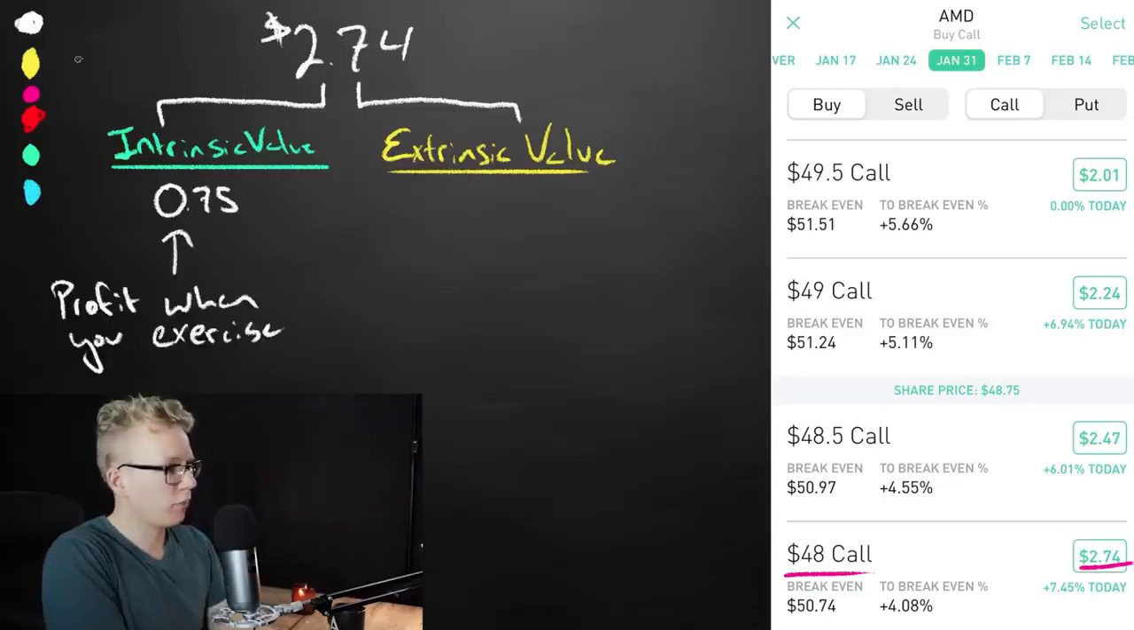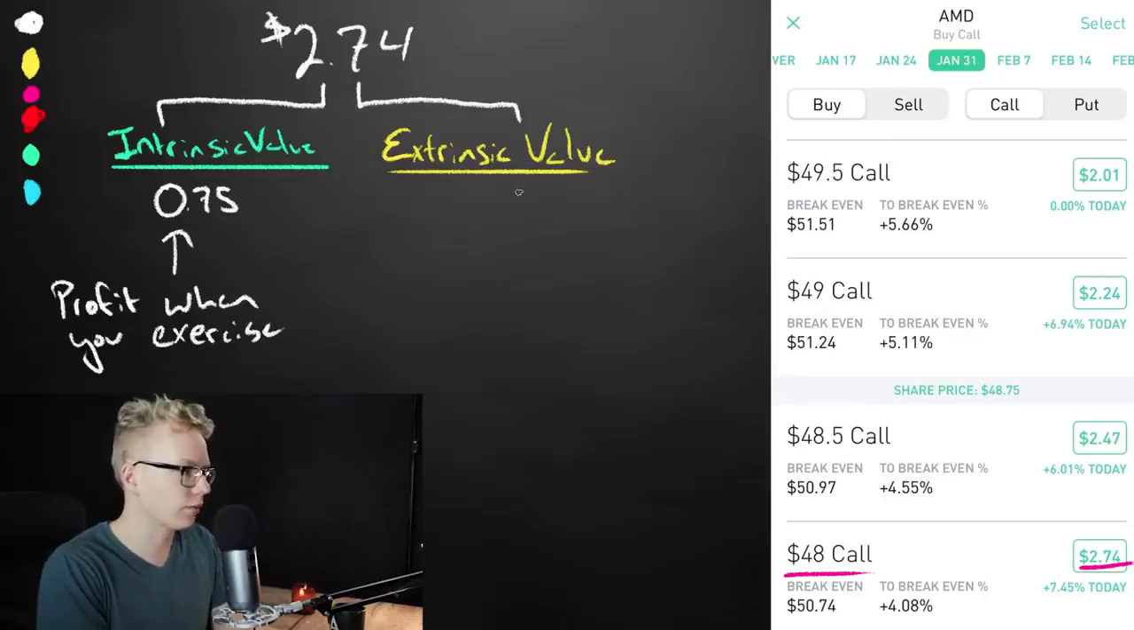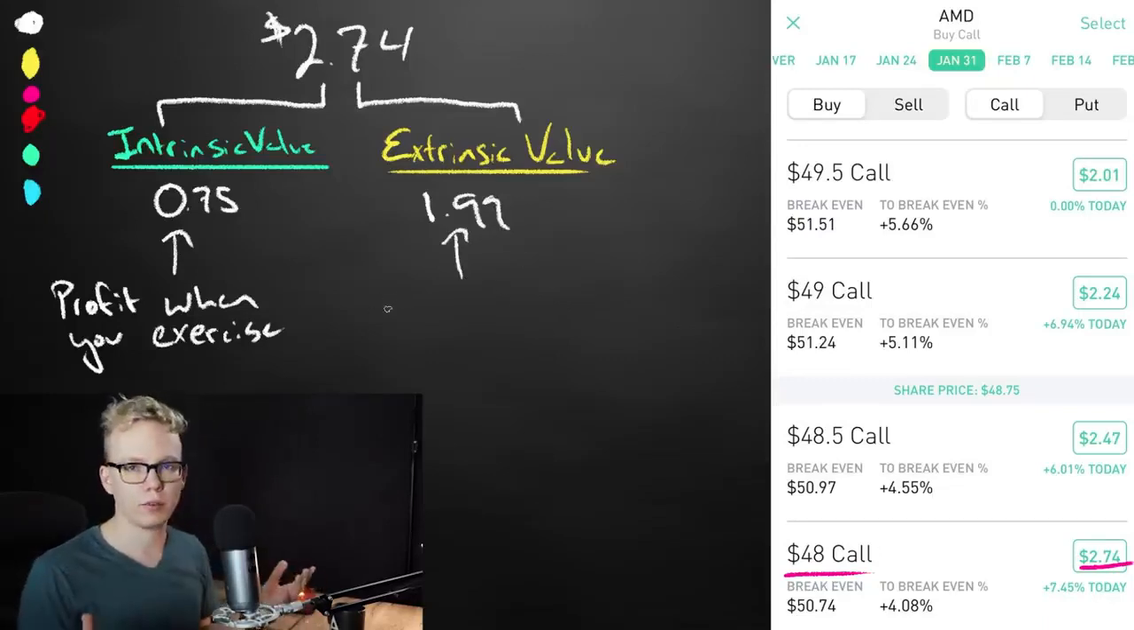And how about extrinsic value? Well, this is whatever's left over. So we have 75 cents for intrinsic value. We subtract that from $2.74, and we are going to have $1.99 worth of extrinsic value. And this extrinsic value is value given to the option because there's time left to maturity.